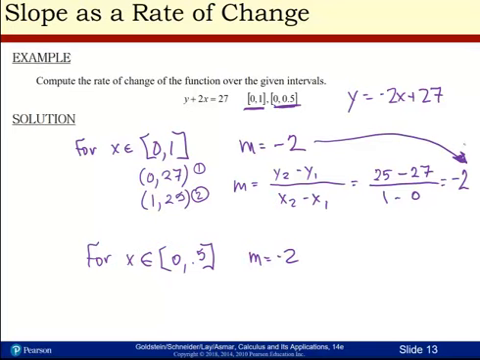And you would do the same thing for this one if you wanted to work the algebra and prove that the slope was -2. And that's all for section 1.1.